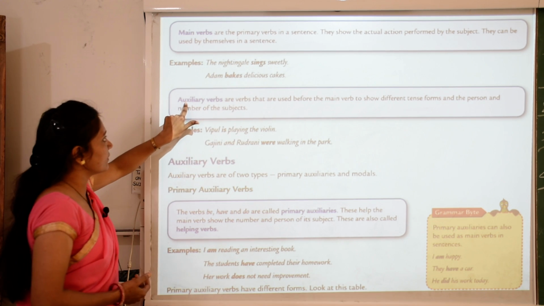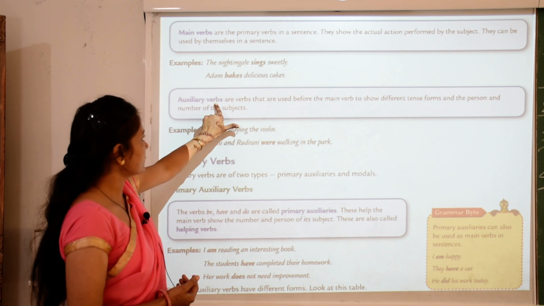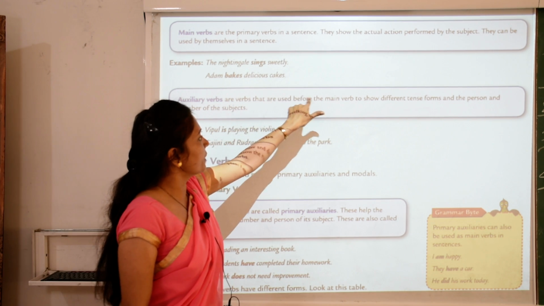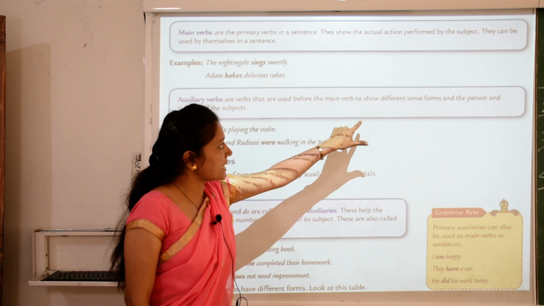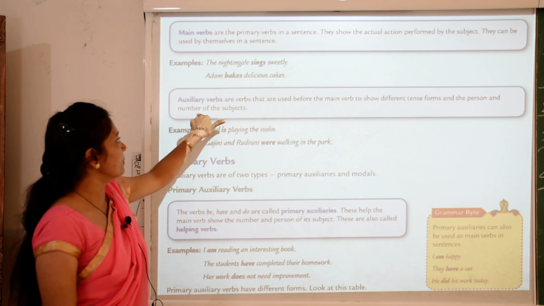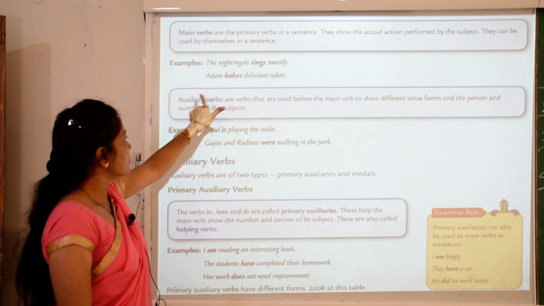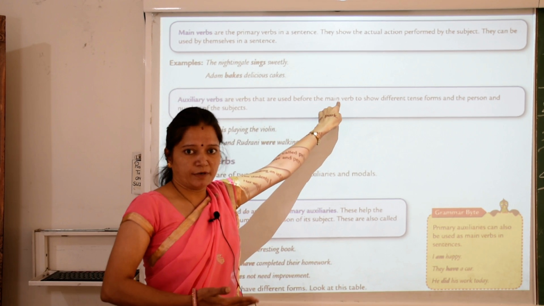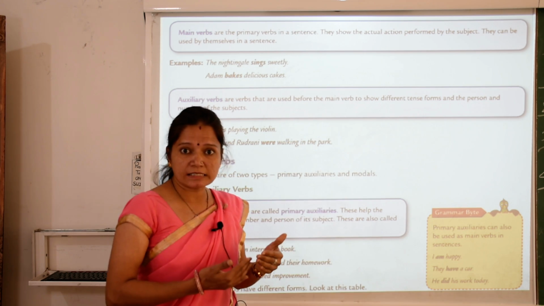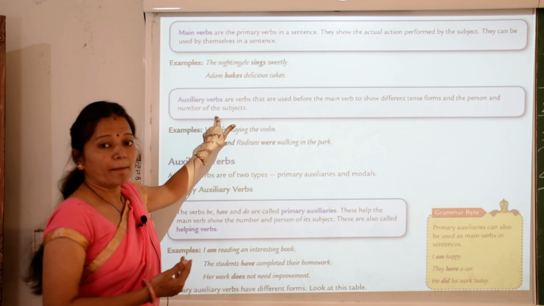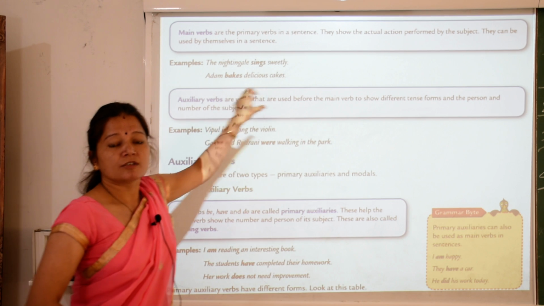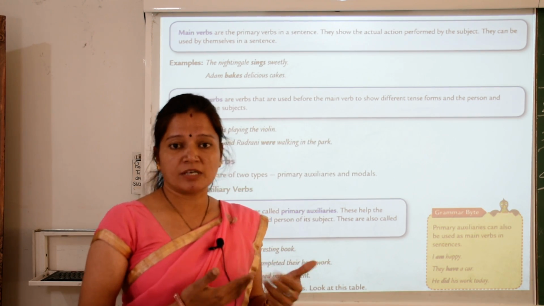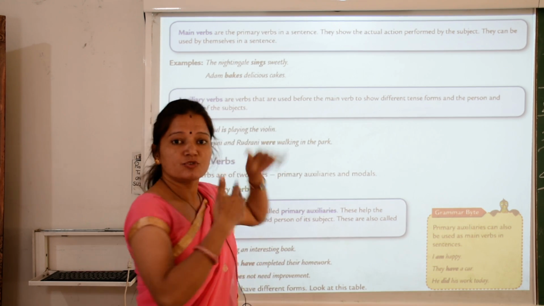Now next, let's read about auxiliary verbs. So what is an auxiliary verb? Auxiliary verbs are verbs that are used before the main verb to show different tense forms and the person and number of the subject. An auxiliary verb is always used before the main verb, and it shows the tense and the person and number of the subject. So according to the tense, the person and the number of the subject, it will change.